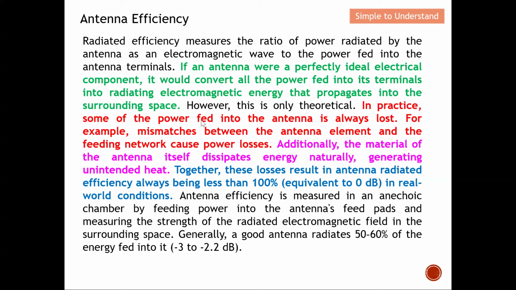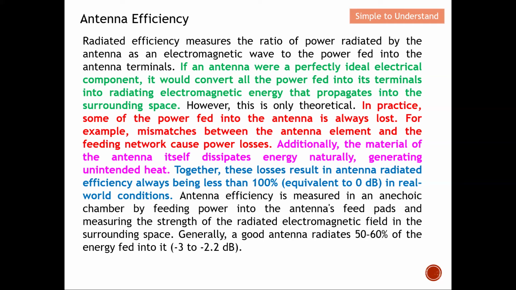In practice, some of the power fed into the antenna is always lost. For example, we have some mismatch. For example, 50 ohm matched to 50 ohm. In the real world, there's no perfect 50 ohm match to 50 ohm. For example, 50 ohm matched to 50.2 or 50.1 ohm. So there will be some mismatch and there will be loss.